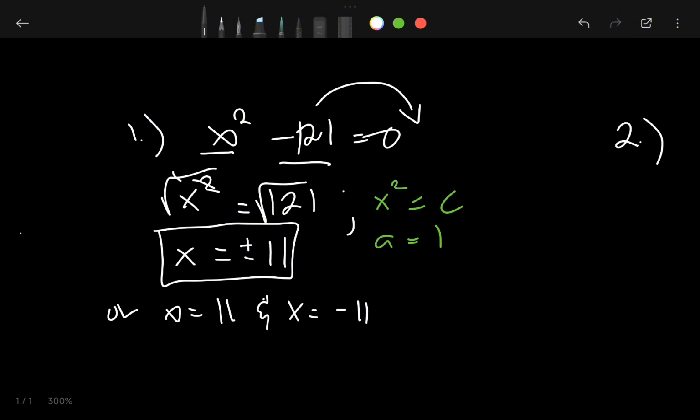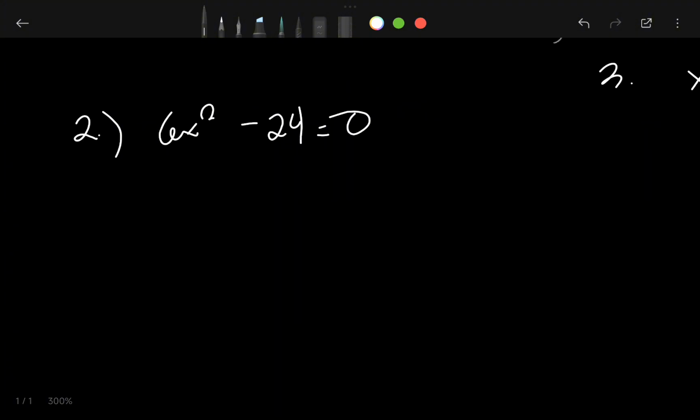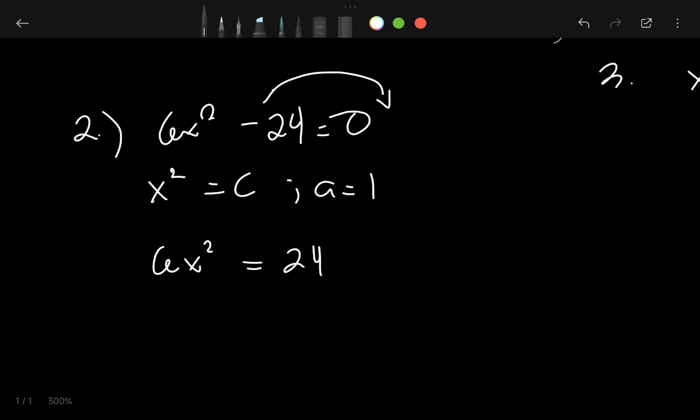That's it. Now let's go ahead and try example number 2, which is 6x squared minus 24 is equal to 0. So the same process, we need to write this in the form x squared is equal to c, where the constant must be isolated on the right side of the equation. So the first thing that we need to do is to transpose negative 24. So you have 6x squared is equal to 24.